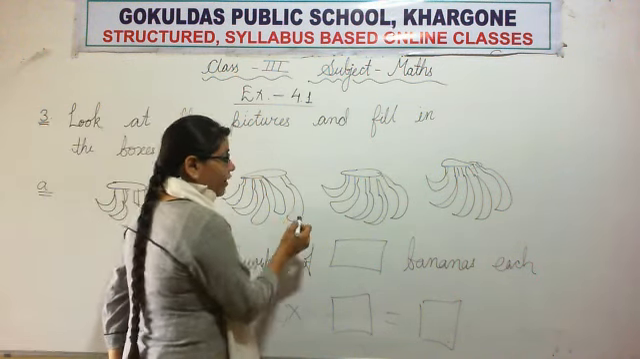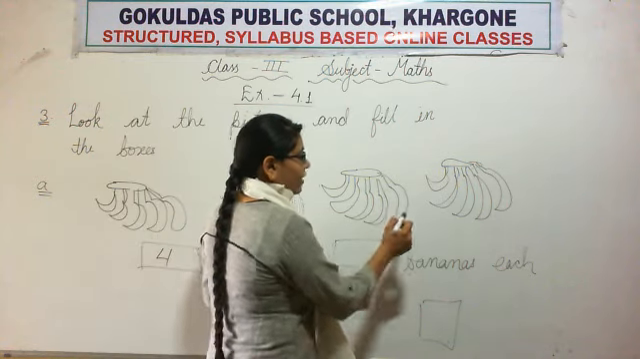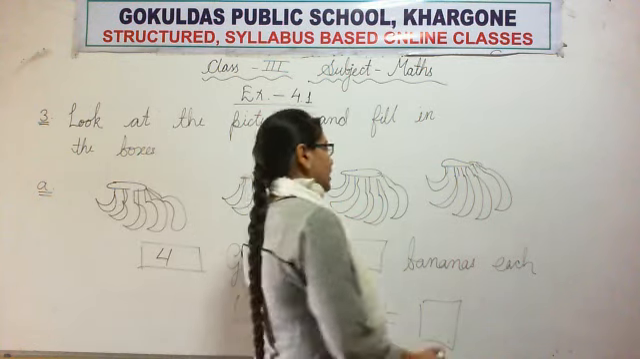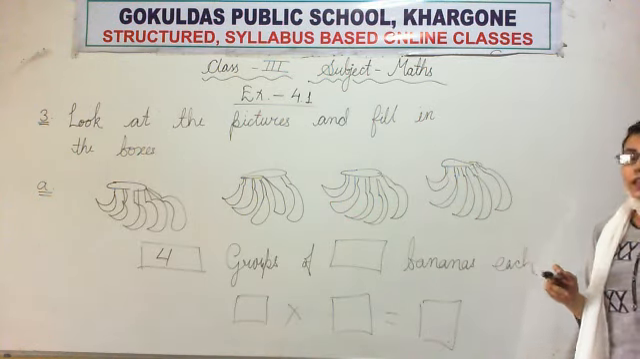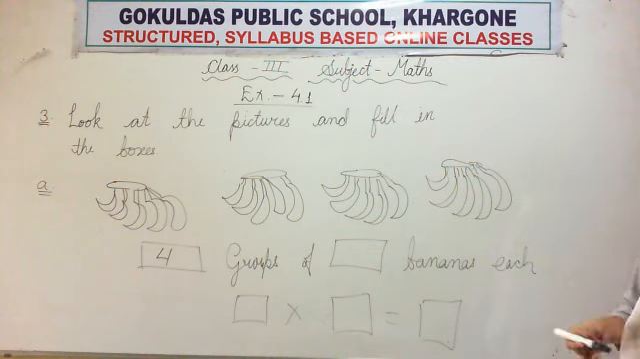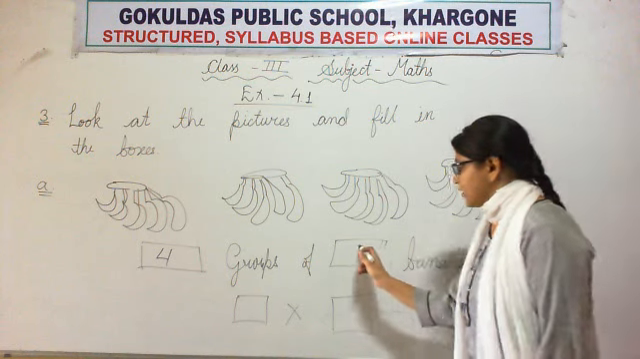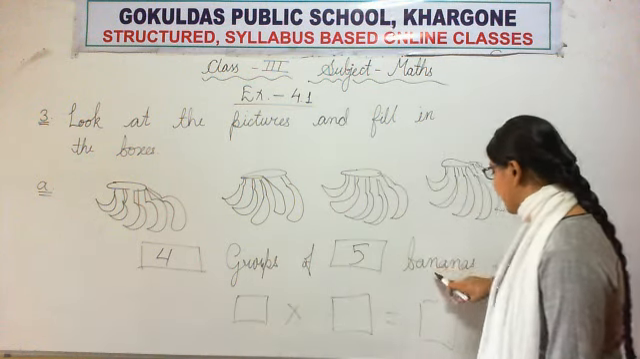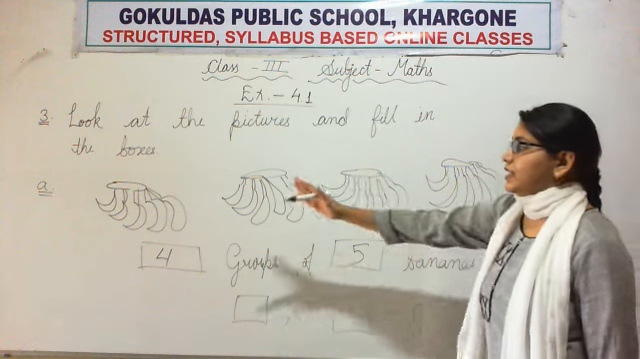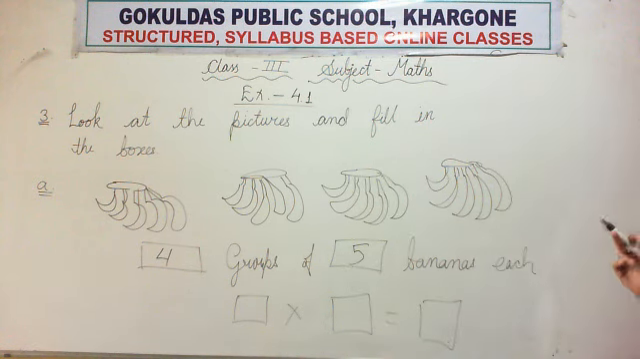1, 2, 3, 4, 5. Again 5 bananas in the bunch. 1, 2, 3, 4, 5. Again 5 bananas. Let's check the last one. 1, 2, 3, 4, 5. It means all 4 bunches of bananas have 5 bananas. So 4 groups of 5 bananas each. It means there are 4 groups and in each group 5 bananas are there.